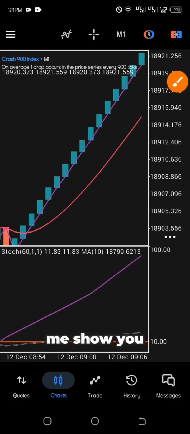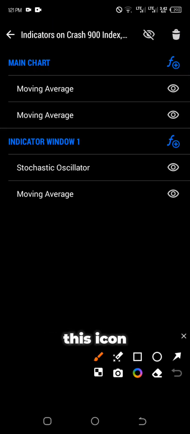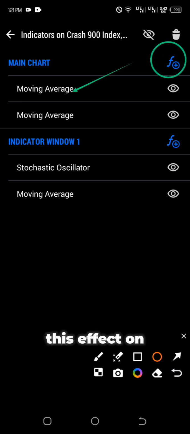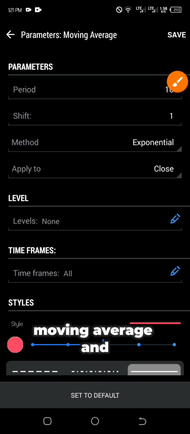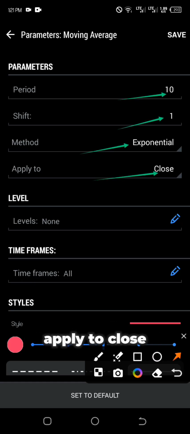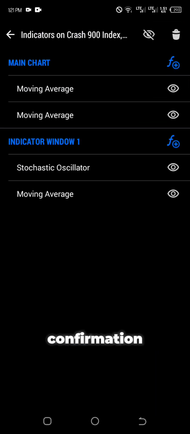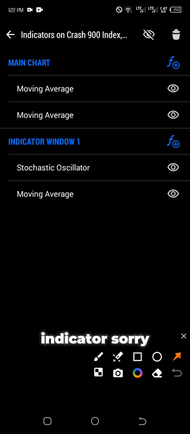Now let me show you guys the settings for the strategy. For the settings, the first thing you do is click on this icon you are seeing at the top. When you click on this icon, the first indicator is the moving average. To add this up, we click on this F icon right here. We search for moving average, and there are the parameters. The period is 10, shift is 1, method is exponential, apply to close, and for the style, use any color of your choice and click on save at the top. So that is the first indicator.